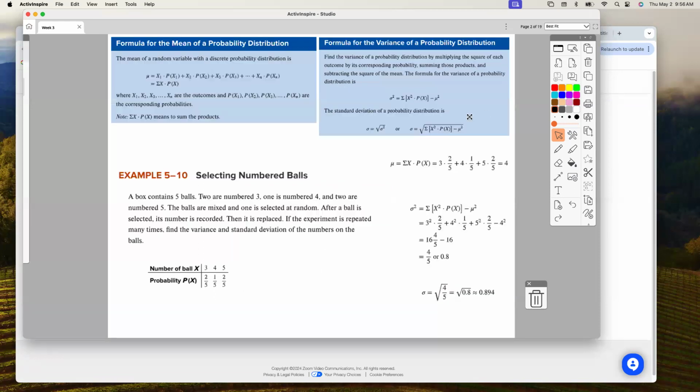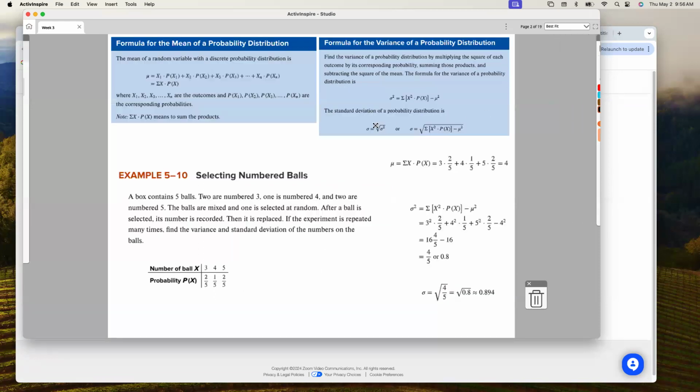If I go on to this next slide that I have here, we are going to be talking about means and standard deviations of probability distributions. And so this is just again, coming from your textbook, we have some formulas, which I'm going to show you a way to skip the formulas.